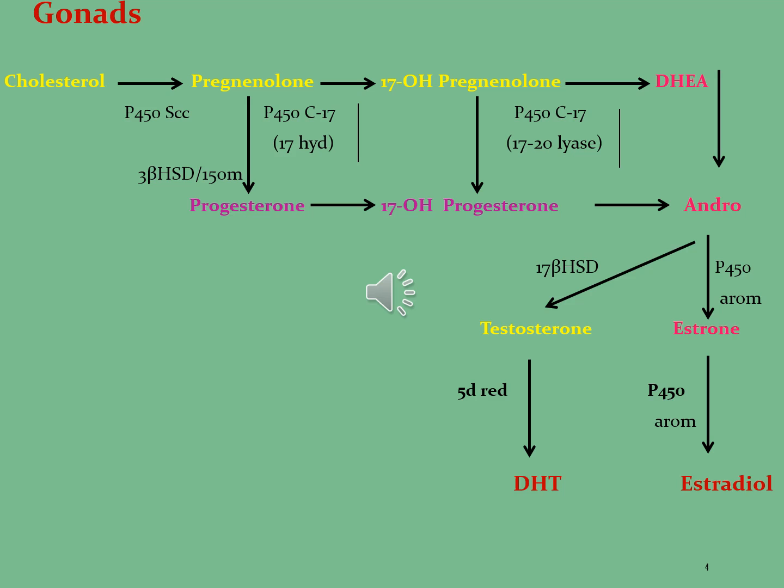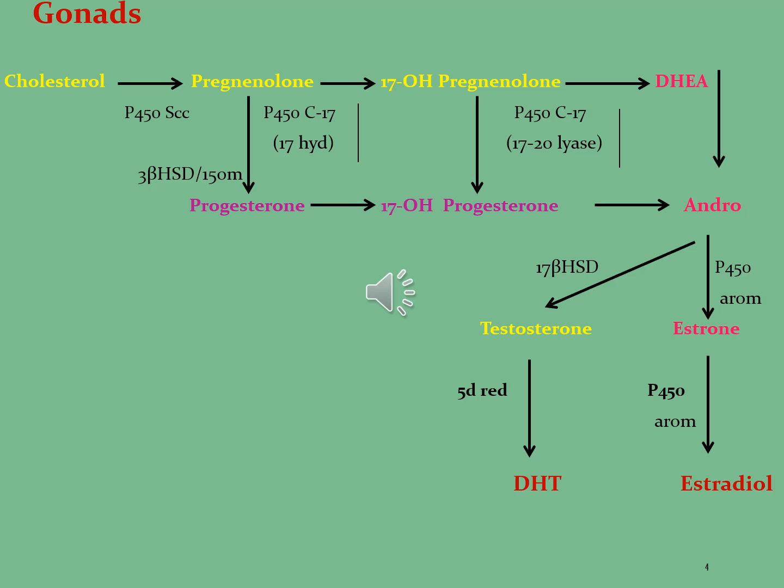Let's see how different kinds of hormones are synthesized within the gonads. The cholesterol is a precursor which is used for the conversion of pregnenolone by the effect of enzyme P450 SCC. In the second step, the pregnenolone is further changed into 17-hydroxypregnenolone by the effect of enzyme P450 C17, that is 17 hydroxylase, which have been discussed in the previous slide. The 17-hydroxypregnenolone is further converted into DHEA, that is dehydroepiandrosterone, by the effect of enzyme 17,20 lyase. The DHEA is changed into androsterone by the effect of enzyme 17,20 lyase.